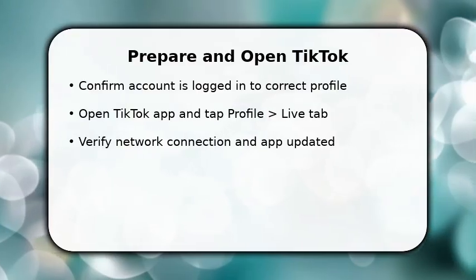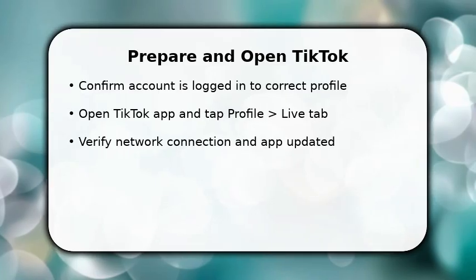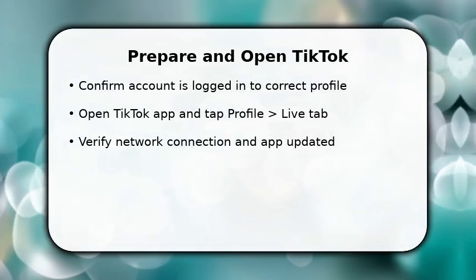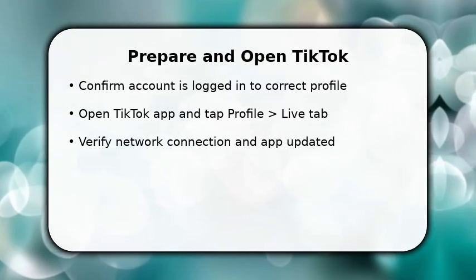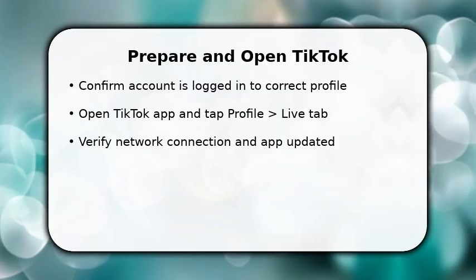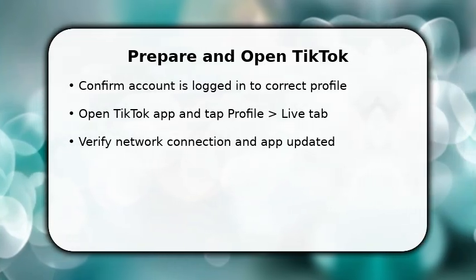You start by making sure you're in the right account and the app is updated. This avoids deleting the wrong content. Open TikTok, tap your profile, then the Live tab where active or past live videos appear. Once there, identify the live video you want removed.